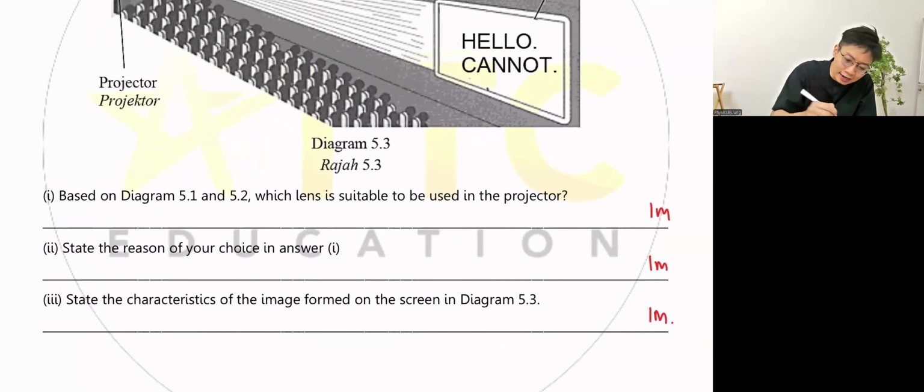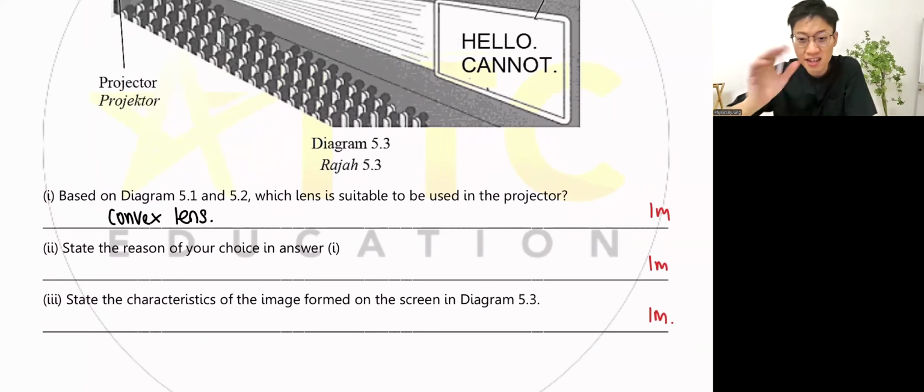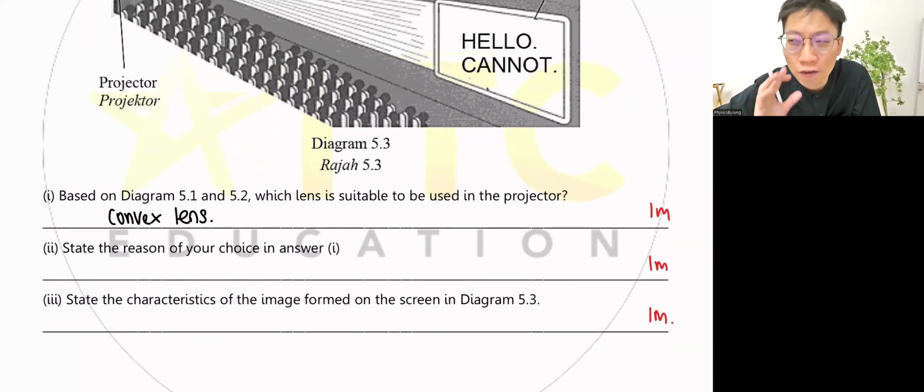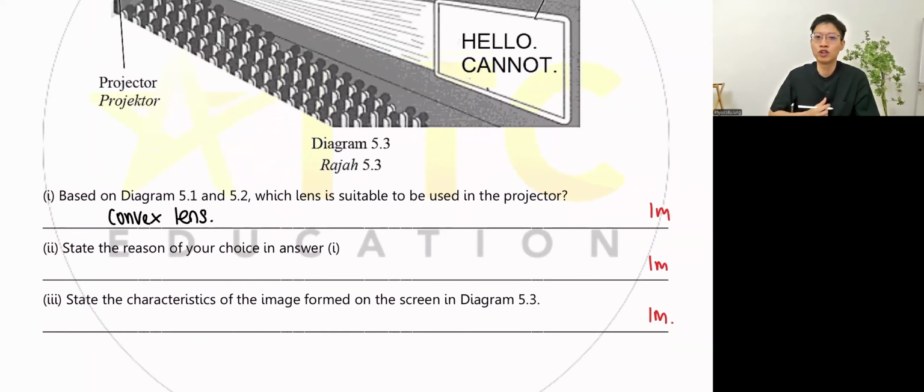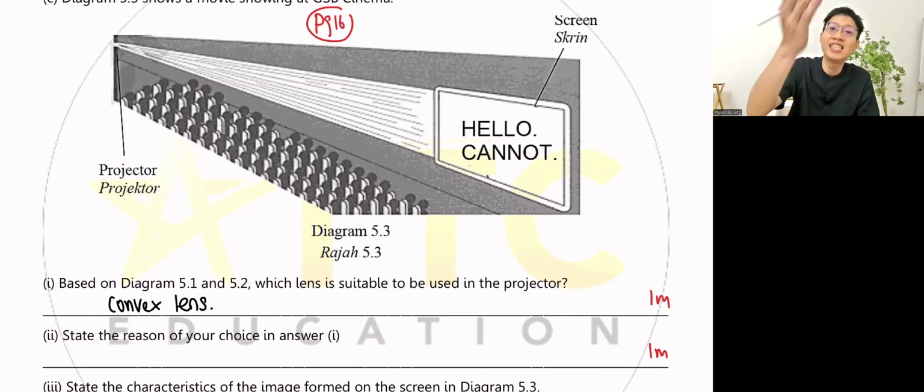So immediately I know it's a convex lens. Even if I don't know, if I have to guess, I will always guess convex lens. Do you know why? Because concave lens are mostly for specs only. Now, state the reason for your choice in the answer. So what is the reason for my choice?